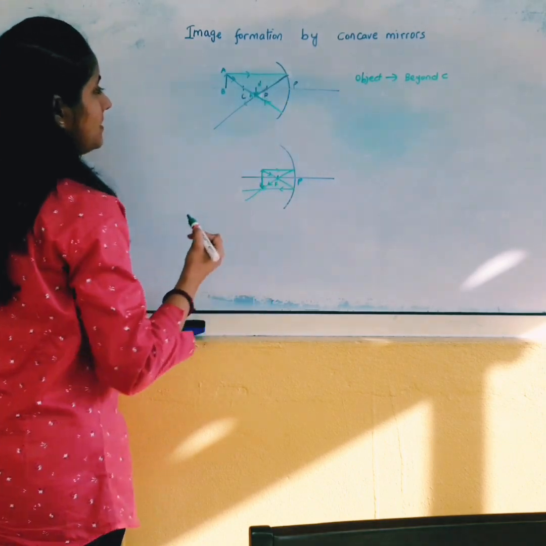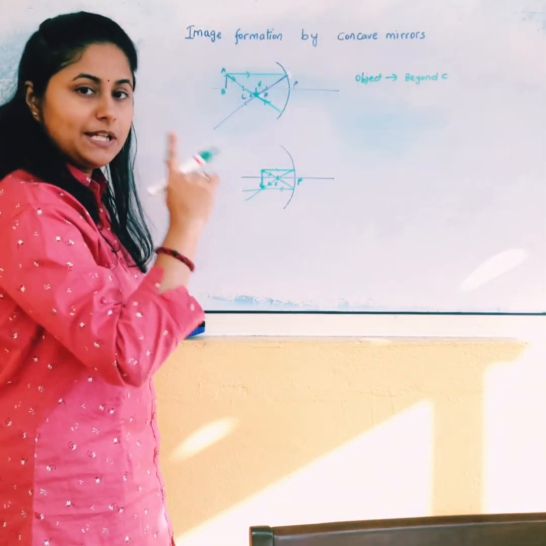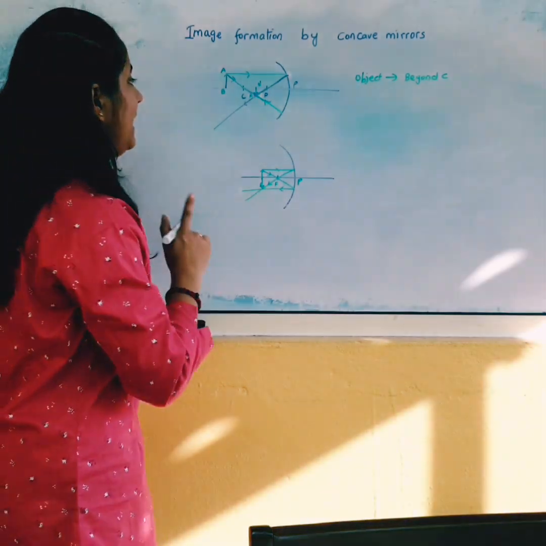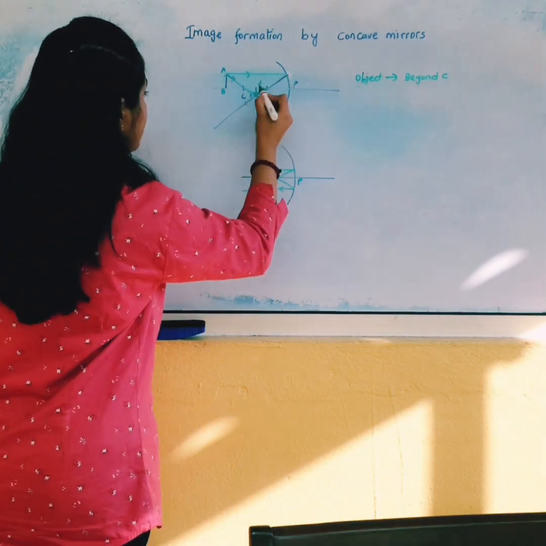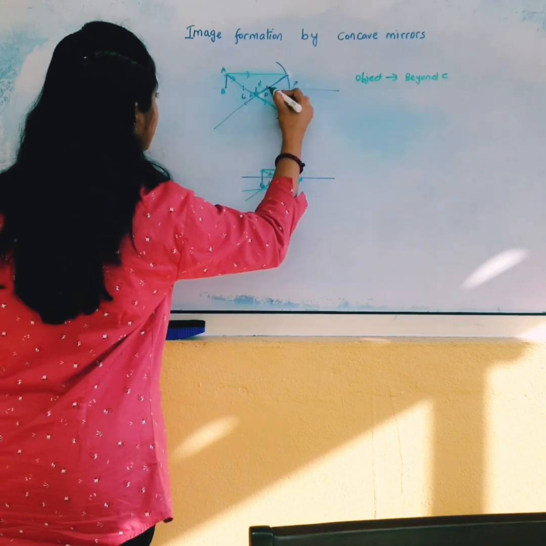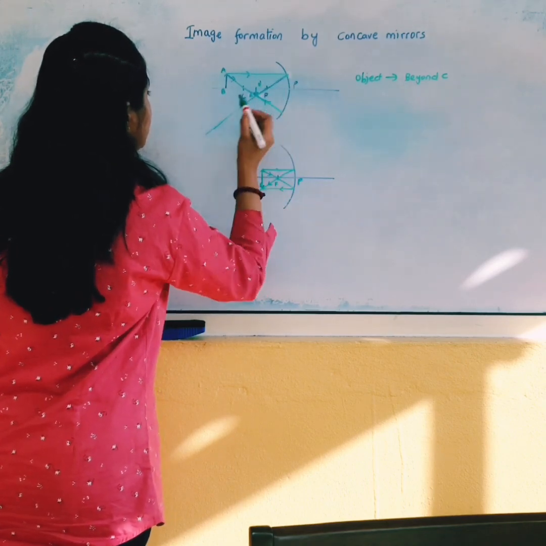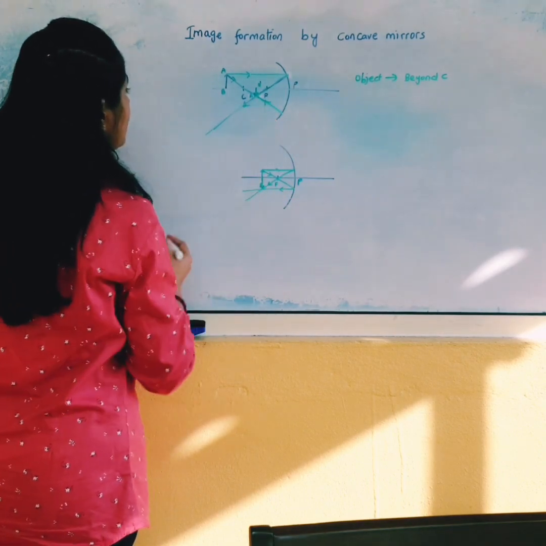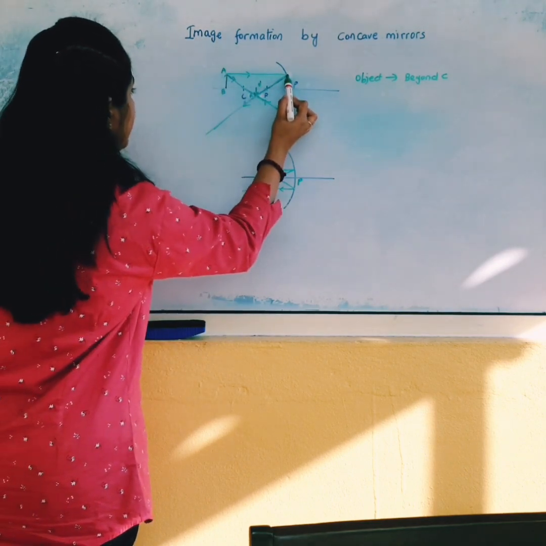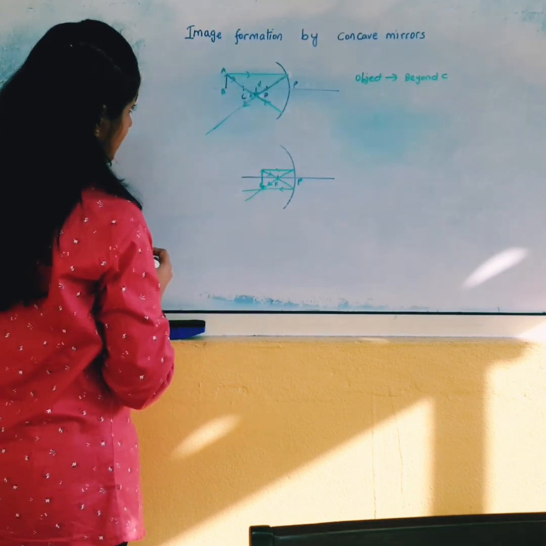After reflection, it will follow the same path which was given to you in the ray diagram. It will pass through the focus. So it is passing through the focus here. See, this is that ray. So this is the path followed by the first ray. It is passing through the focus.